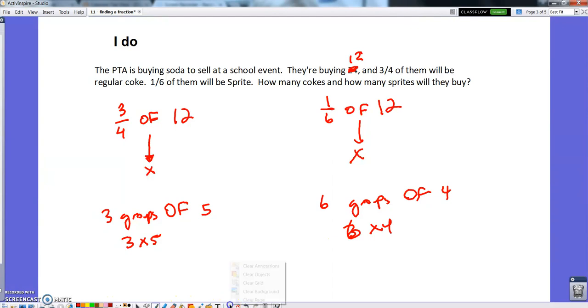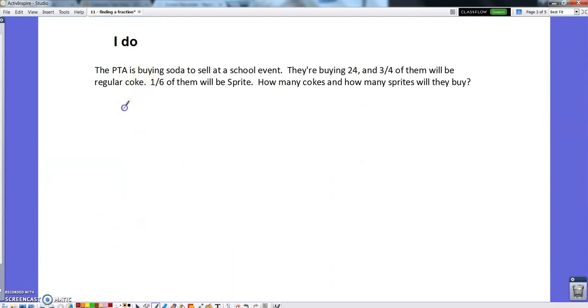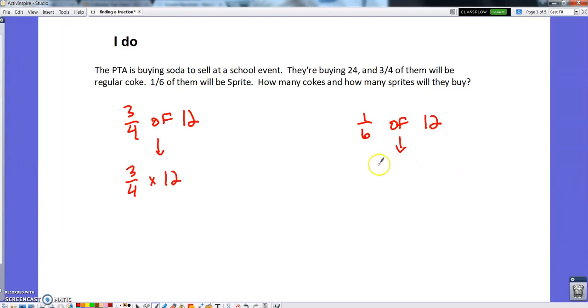So a very simple way to do these problems, when you're doing 3/4 of 12, or you're doing 1/6 of 12, even though it doesn't maybe make as much sense as the visual strategies, if you understand how those work and how to show it, a shortcut to get your answer can be this really means 3/4 times 12. And this really means 1/6 times 12.